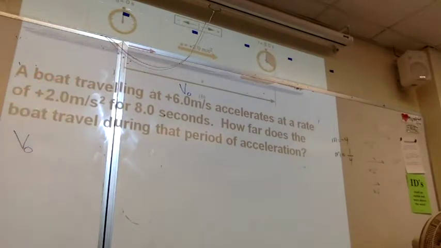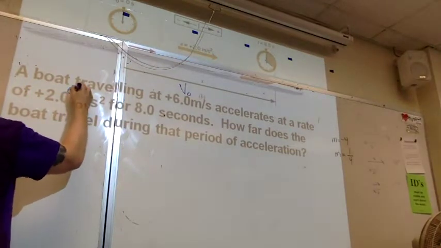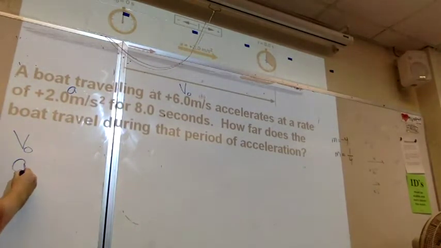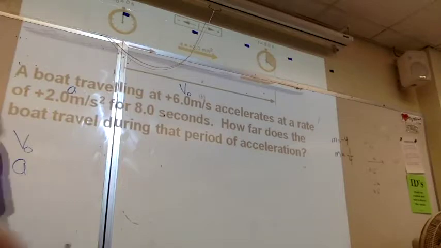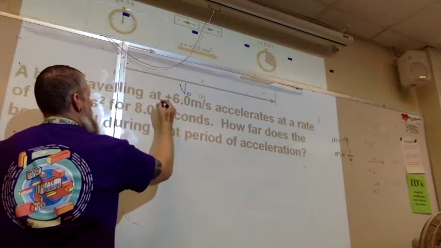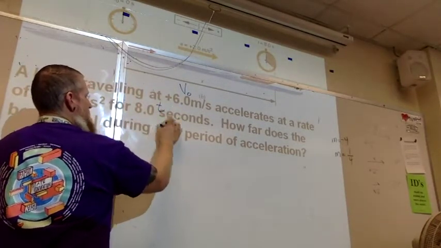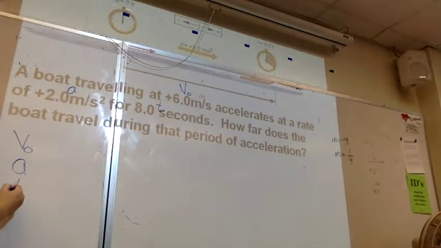Then it says it accelerates at a rate of 2 meters per second squared. So I've got my acceleration. So now I know at least the equation I'm picking out of those 4 have to have at least those 2 in there. So if you've got one that does not have initial velocity and acceleration in there, just cancel it out. It's gone. You don't need that one. Then my next bit would be time, because it's giving me 8 seconds, which is a time. So I got to have that in there.